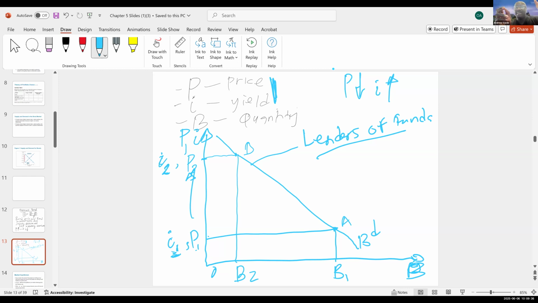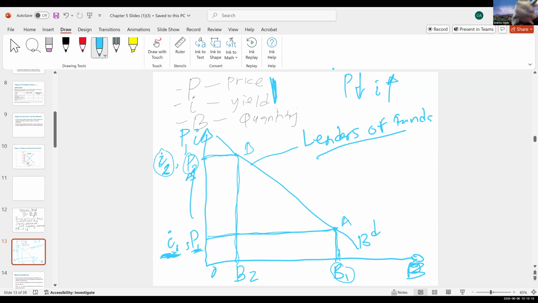So this is from the law of demand. The law of demand says that when the price is low at P1, that corresponds to a high interest rate at I1. The bond demanders, or lenders of funds, try to buy more bonds because that's when they make the most money. But when the price goes up from P1 to P2, first of all, it's too expensive to buy bonds, and the interest rate is very low. As a lender of funds, you don't want to lend money at a very low interest rate. So the quantity demanded is going to be low.